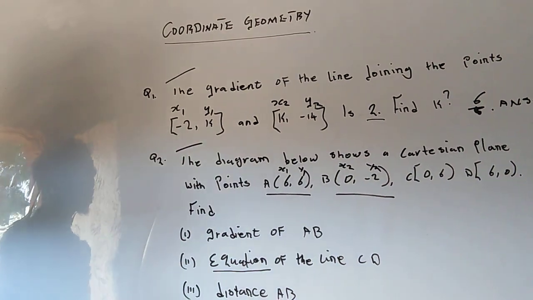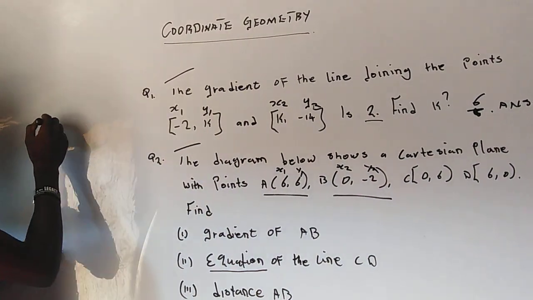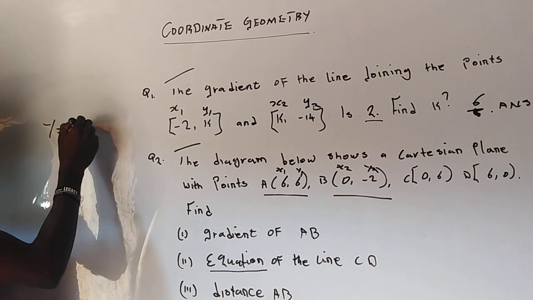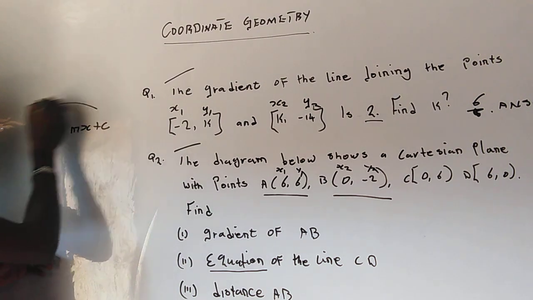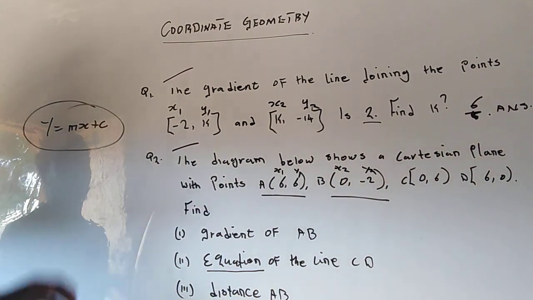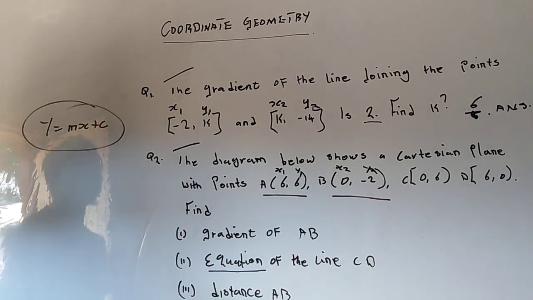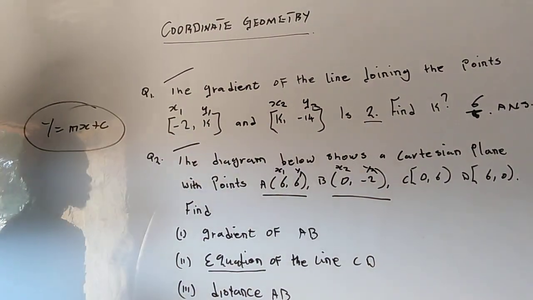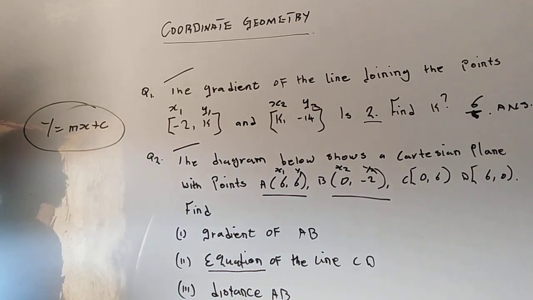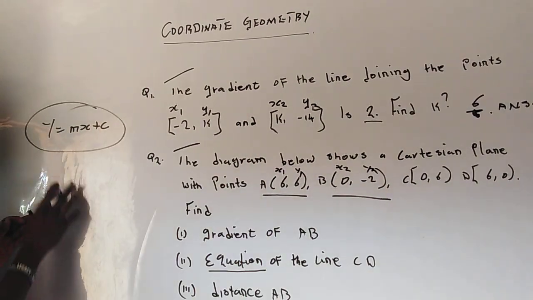The equation of the line CD. The formula for the equation of a line is y equals mx plus c. This is the formula whenever you want to come up with the equation of the line, where y is the y, m simply means the gradient, and c is a constant. Y and x are just from the coordinates.